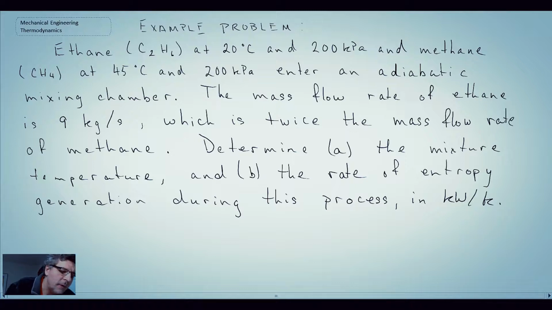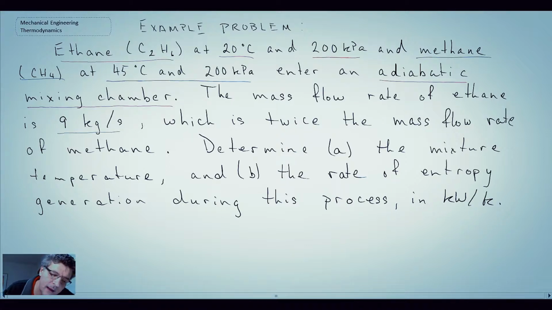So there's our problem statement. What we have is an adiabatic mixing chamber, and we have two fluid streams coming in. One is ethane, and we're told that it's at 20 degrees C and 200 kPa, and the other gas stream, methane, at 45 degrees C and 200 kPa. We're given the mass flow rate of both of them, and we're told to find the mixture temperature, that would be the fluid stream leaving, as well as the rate of entropy generation during the process in units of kilowatts per Kelvin. So that's the problem statement.